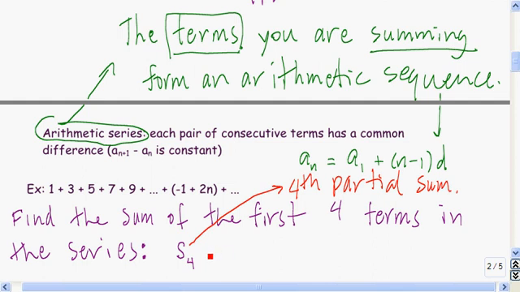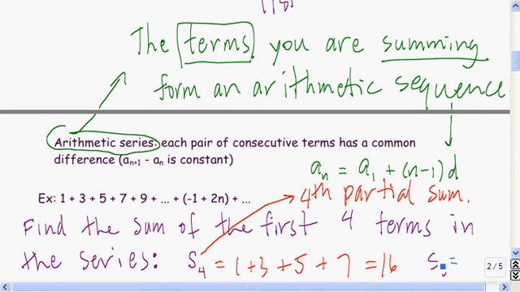So S sub 4 will equal 1 plus 3 plus 5 plus 7. It is 4 plus 5, which is 9, plus 7, which is 16. Now why don't you press pause and find S sub 5. Think about what S sub 5 means, and then find it. S sub 5 is just the sum of the first 5 terms, so it's 1 plus 3 plus 5 plus 7 plus 9. It's what we got for S sub 4, which is 16, plus 9. So S sub 5 will be 25.